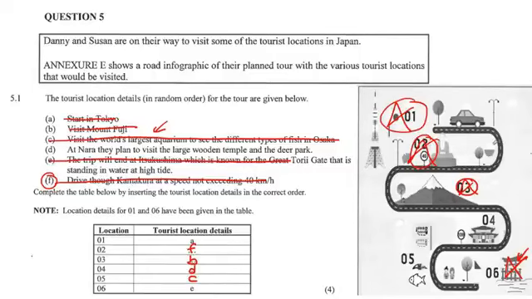So 04, let's just see if that makes sense. They plan to visit the large wooden temple. So I guess that's the large wooden temple over there. All right, so it's A, F, B, D, C, and then E. Let me write that again for you. A, F, B, D, C, E.